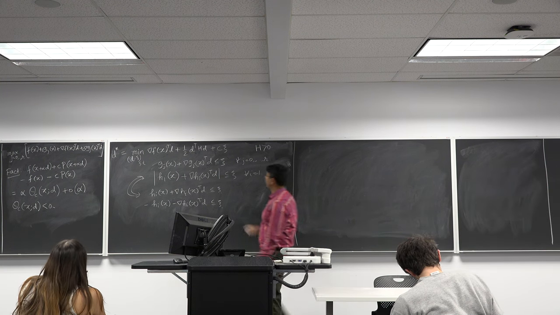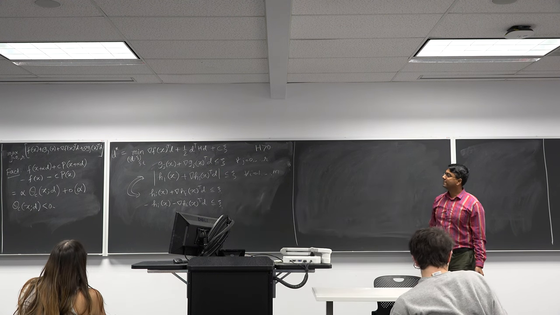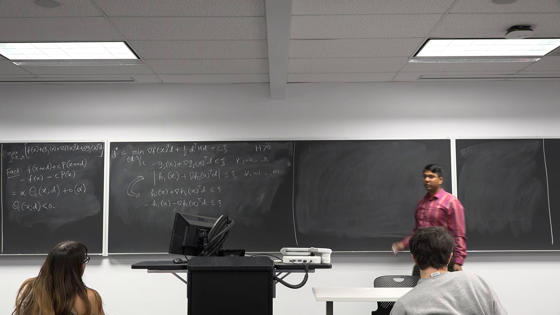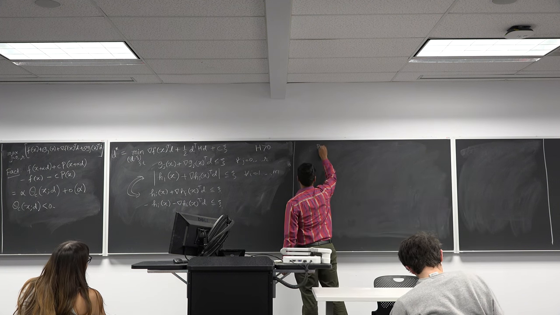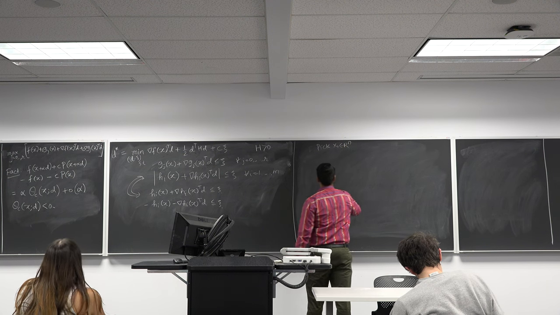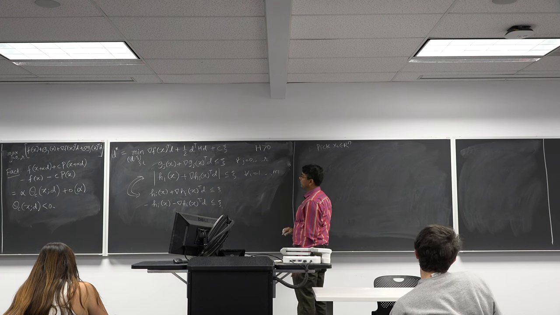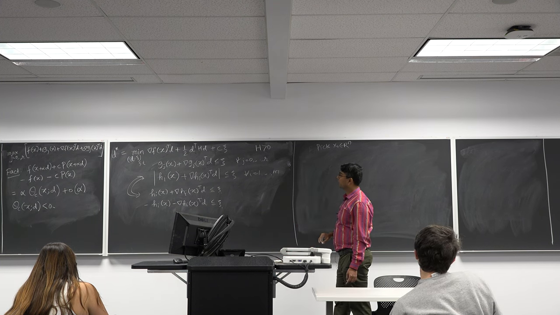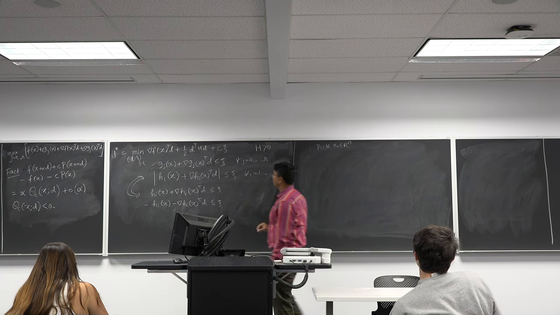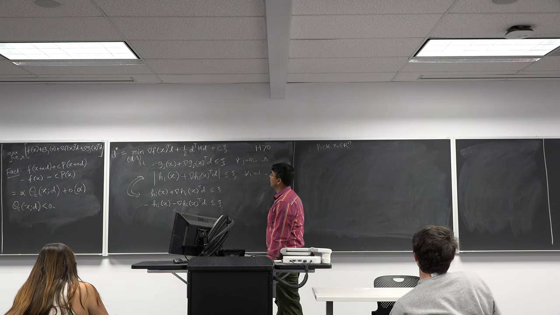So I still don't know what value of C I need to pick, because this is the first time I'm seeing the optimization problem. I don't know what the value of C should be. So here is what we will do. We'll pick X naught, and I'm going to solve the following problem. I cannot write this optimization problem again and again. What should I do? I need to give it a short form.